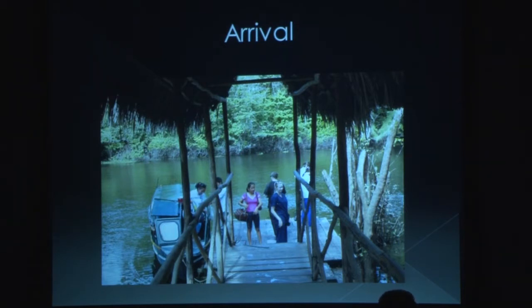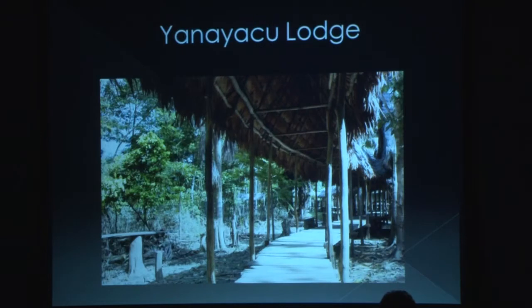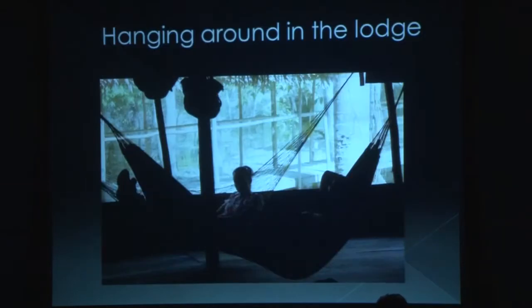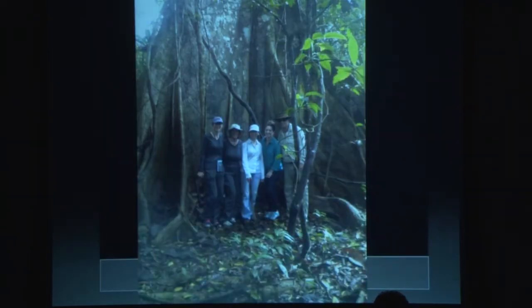We arrive at a lodge. This is off of another river called the Yanayacu River, which means the Black River in Quechua. We go to different lodges to stay in different places. This is one of the doctors that I was working with in this particular clinic, me. This is my daughter. And, you know, you get to have some time in the lodge where you can just hang around, do nothing. And then you go out and see the jungle.